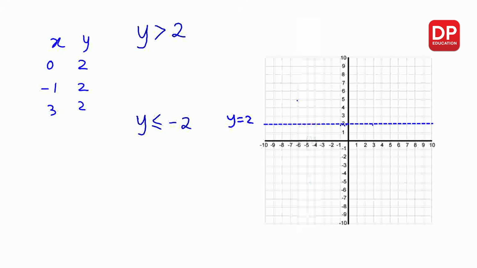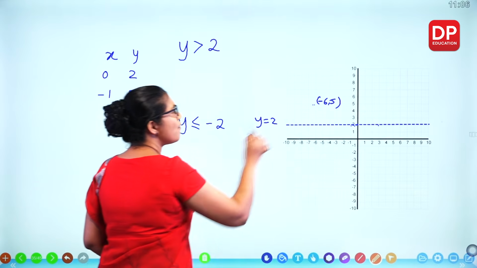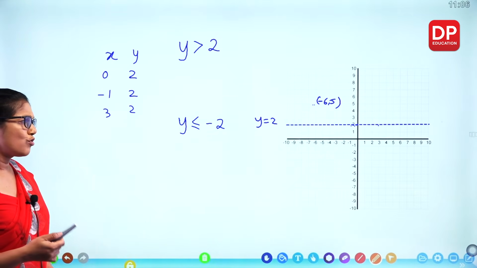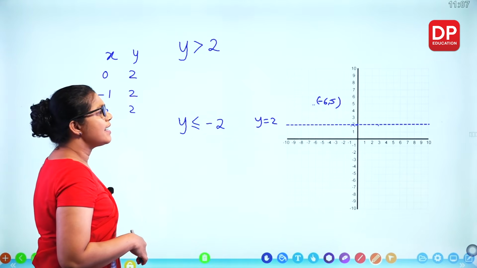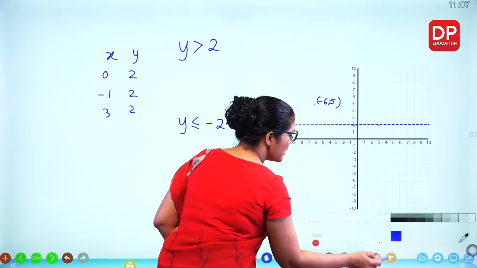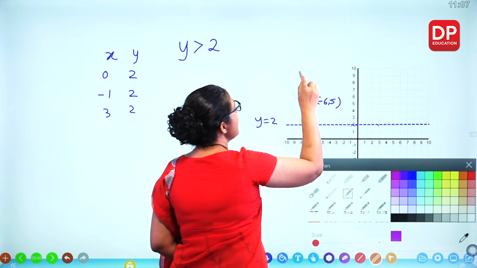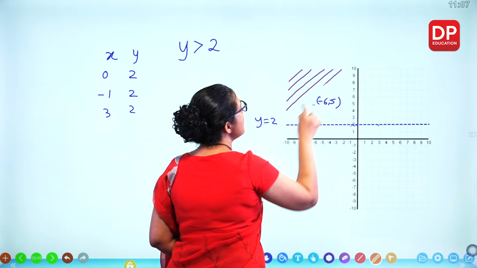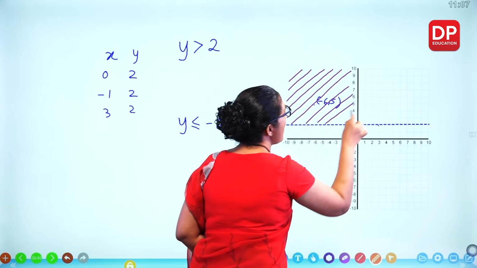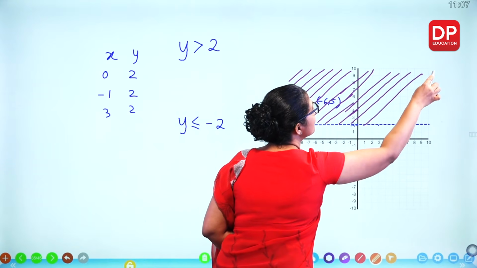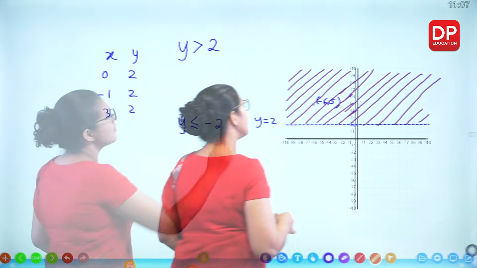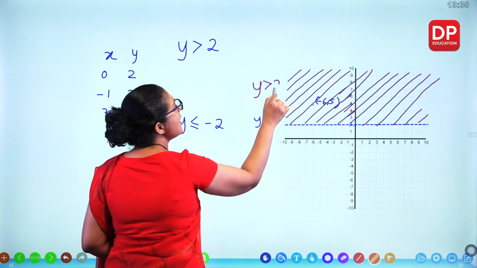So if you take any point here, what can I say? This is 5 and minus 6. So minus 6 and 5. When you look at the y value, 5 is greater than 2. So this side satisfies y greater than 2. So we can shade it if you want y greater than 2. So this is the region that satisfies y greater than 2. This is y greater than 2.